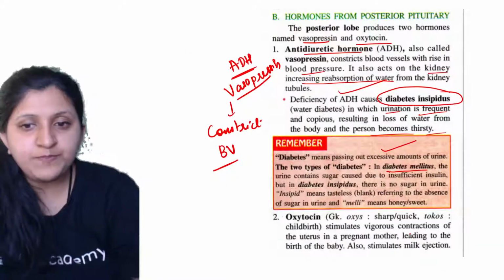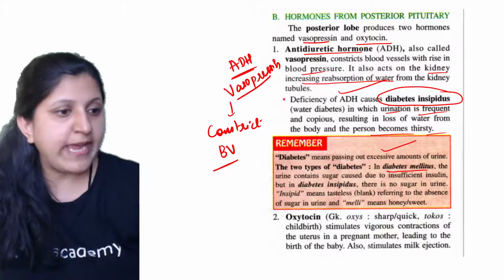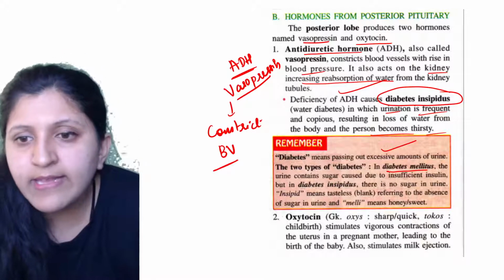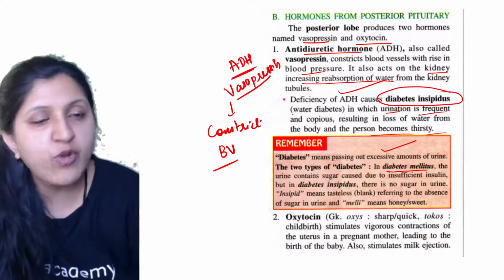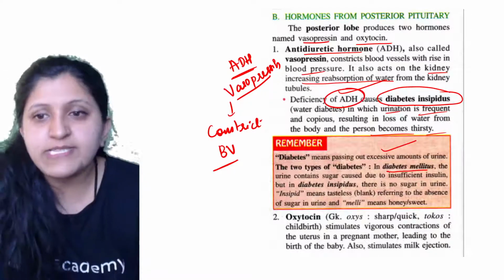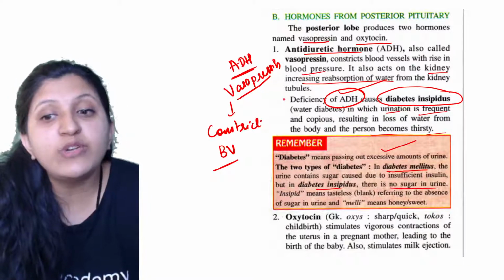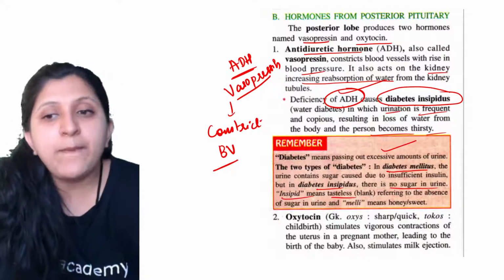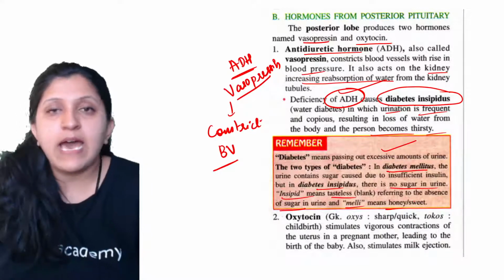Other than that, this is with respect to deficiency of ADH, okay. So when ADH is very low, this is what happens. This is with respect to more urination. The other one, insulin, what I discussed, is for diabetes mellitus, and the other one, for ADH, is diabetes insipidus. In diabetes insipidus, there is no sugar in the urine. Insipid basically means tasteless, referring to the absence of sugar in the urine, and mellitus means honey or sweet.